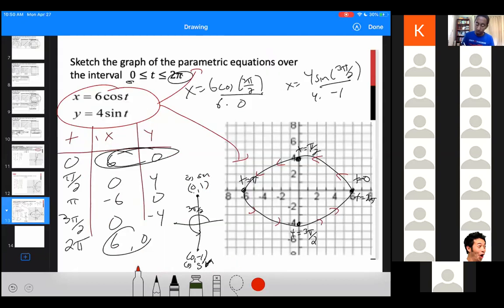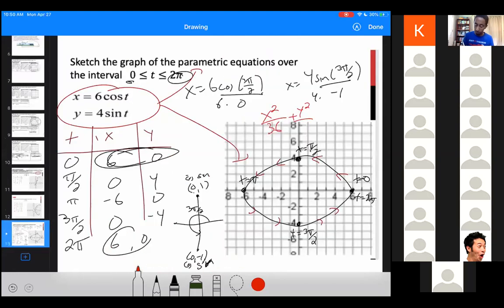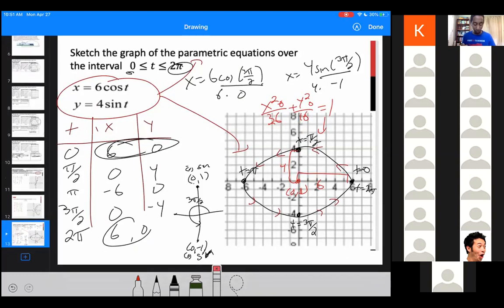If you look at this, we had x squared over 36 plus y squared over 16 equals 1. That is the equation of this graph, because the a of this is 6, and 6 squared gives you that 36. The b of this is 4, and 4 squared gives you this 16. And then the center is 0, 0, so your h is 0 and your k is 0, and that's why you don't have it there. Bringing it back full circle. Pun intended. All right, beautiful.